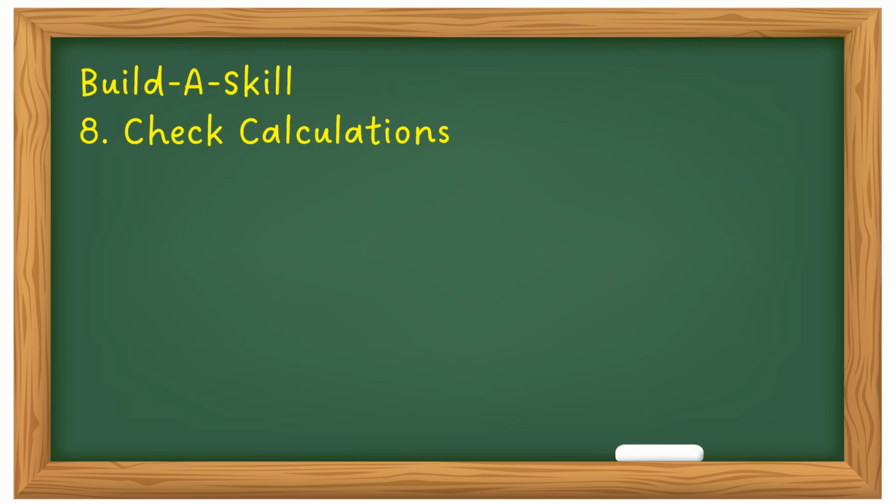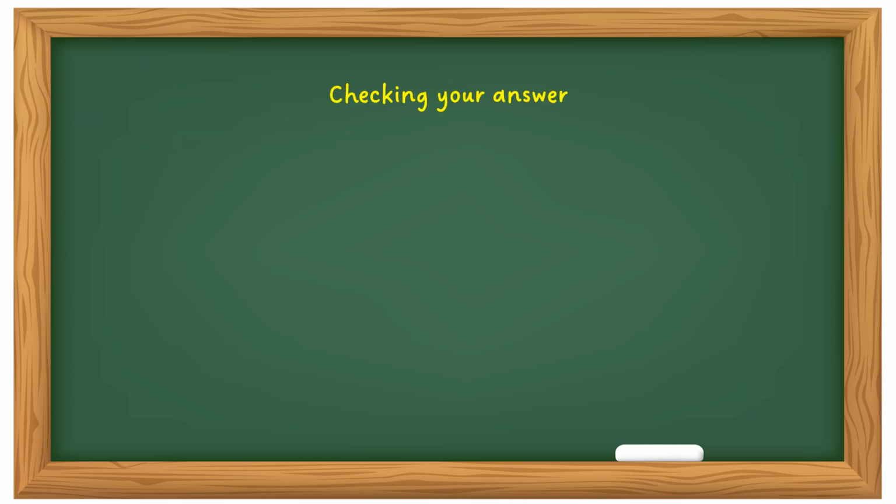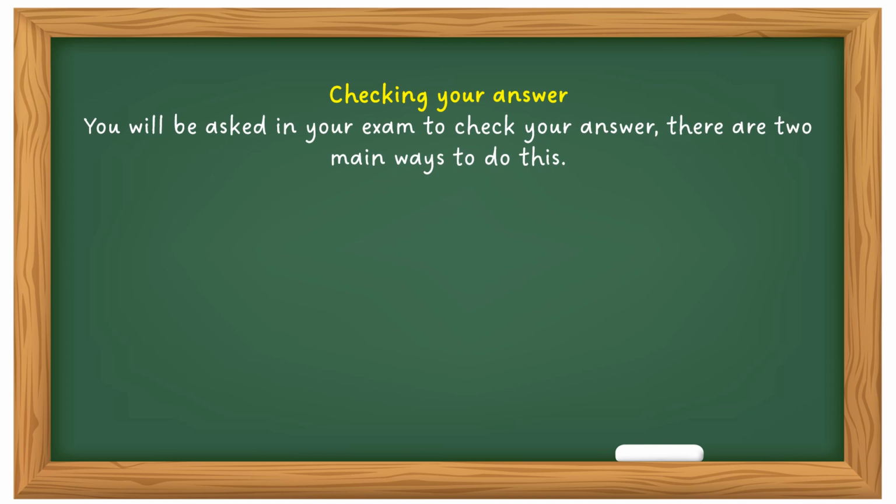Now let's look at skill number 8, check calculations. Now, checking your answer. You will be asked in your exam to check your answer. And there are two main ways to do this, all right? And it's an area where lots of students lose points, all right, because they don't understand how to check your answer. Now you may have a whole list of workings in your working box and you may be asked to check your answer. Well, you don't have to go through the whole question. You just pick one part of it, usually the final part, and I'll show you two ways you can do it.